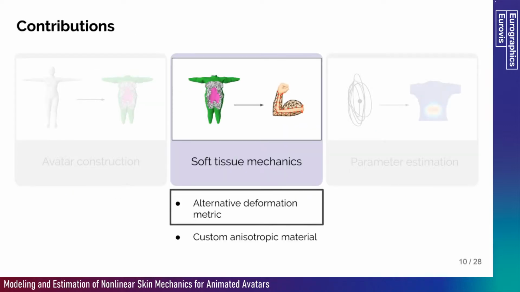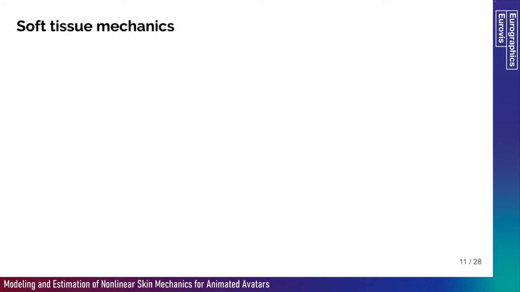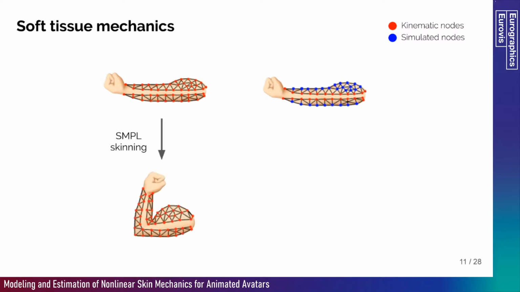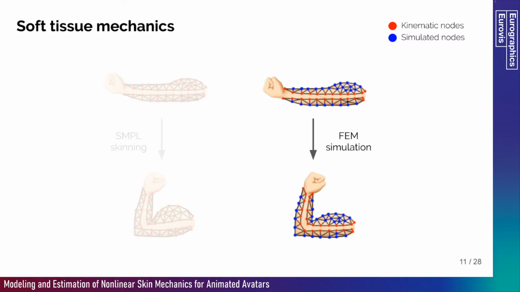Now, I am going to explain our soft tissue mechanics approach, starting from our alternative deformation metric. Just for explanation purposes, let me use this arm to represent the new volumetric SMPL. Starting from this volume, we construct an elastic FEM deformable with the same topology. In the same way the SMPL avatar can be kinematically skinned to a particular pose, the FEM deformable can also be transformed. But in this case, just the internal red nodes are controlled by the skinning, driving under pose changes the simulated nodes represented in blue.